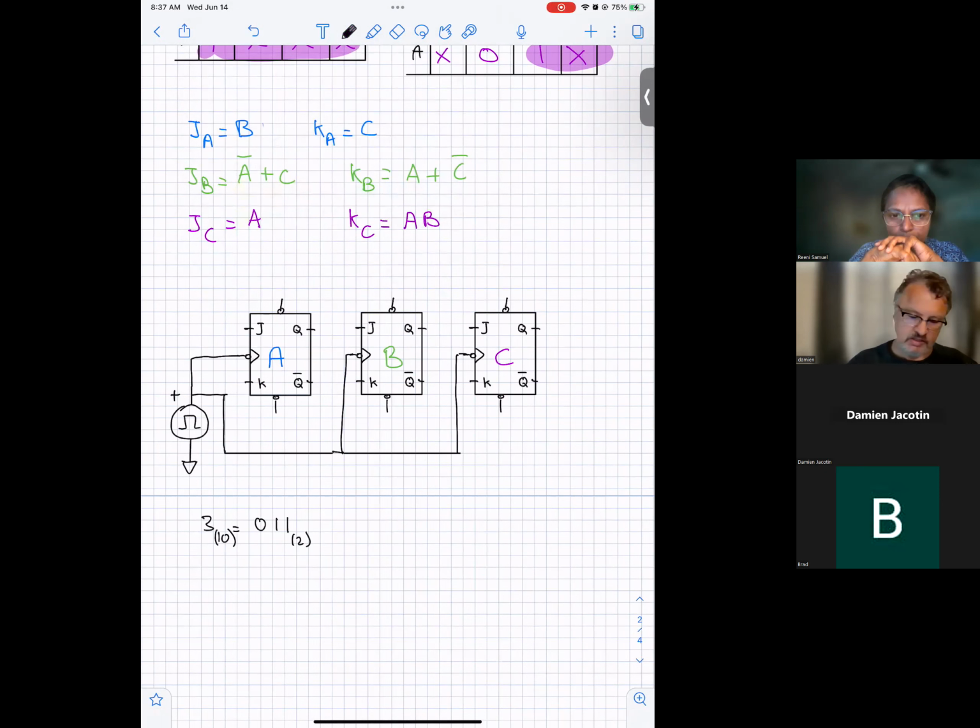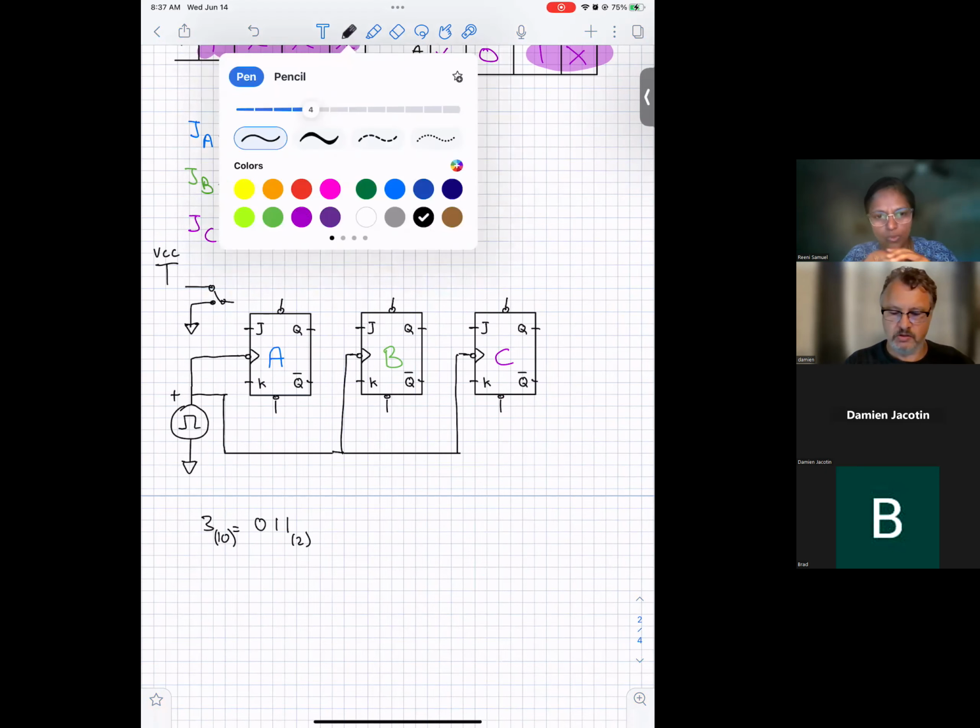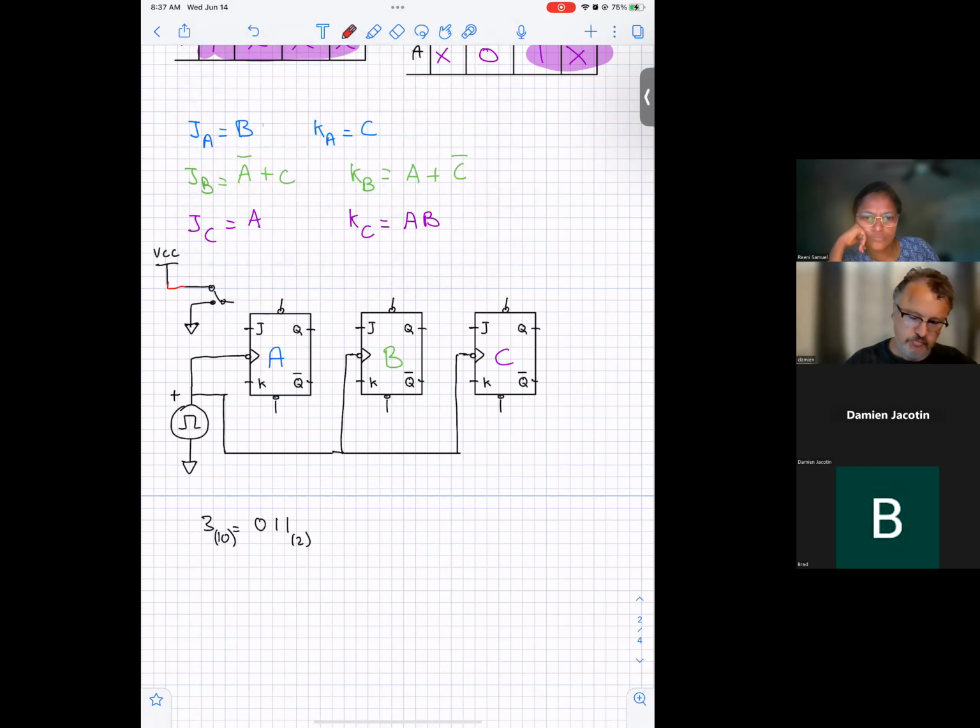So I'm going to start with a little SPDT switch right here. This is going to be grounded. And this is going to be powered. And that switch is going to be our count switch. So if it's connected to VCC, it's going to count. If it's connected to ground, it's going to stop. So it's going to be our count switch.